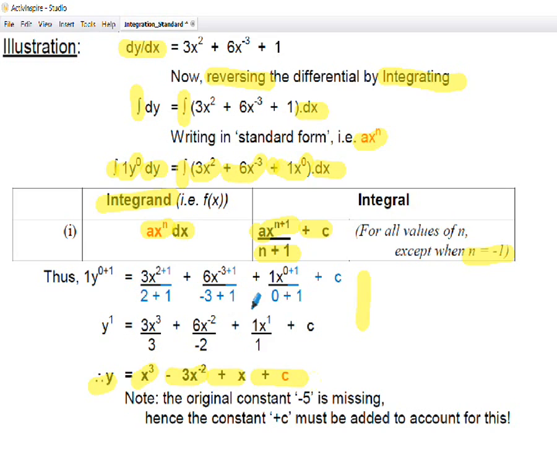The original minus 5 was missing, and that's why we need to put the plus c into the equation. Okay, there are ways of finding the plus c which we'll look at later on, but that is the solution for this problem. The minus 5 is missing, so the plus c is trying to account for that.